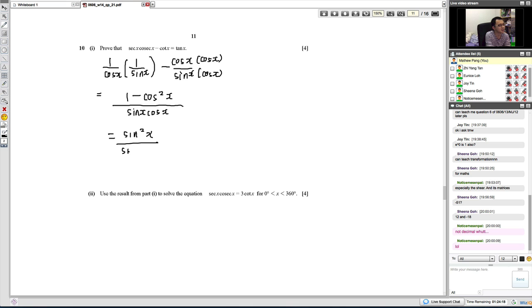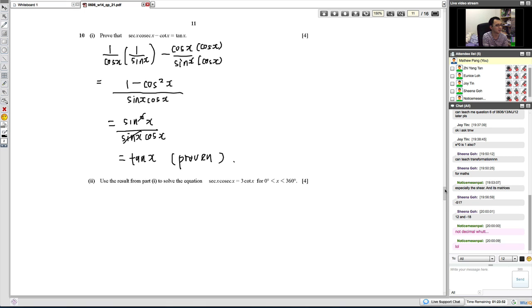So over sine x cos x. And sine x, you know you can simplify, so you will get tangent x. Just like this. Proven. It's not really hard. You must get the idea whenever you have plus or minus for the fraction question, I mean the fraction in trigo, you always need to make the denominator become the same one. This is the experience and the idea on solving this kind of question.